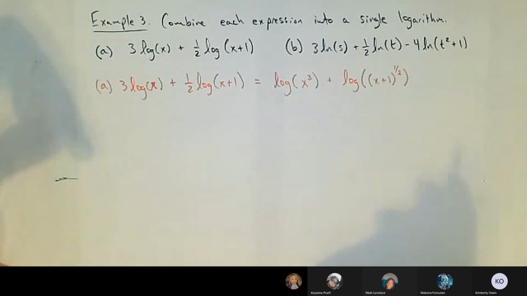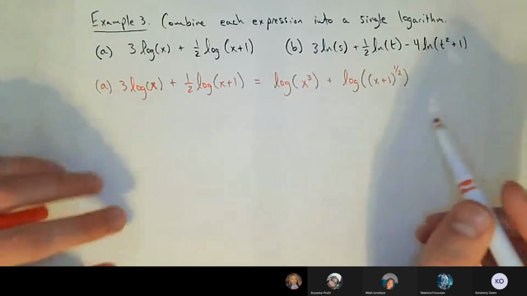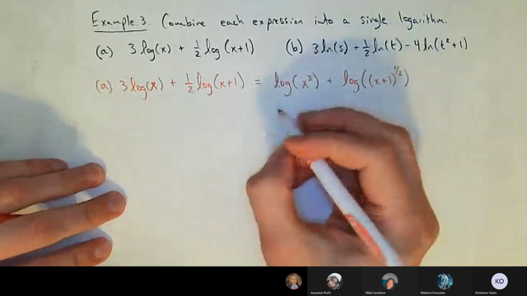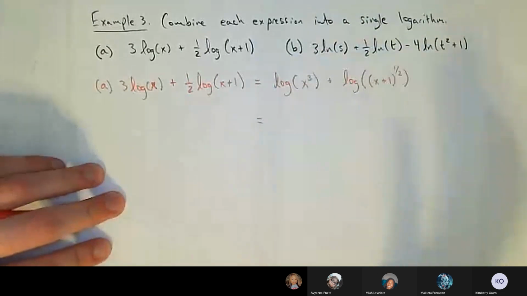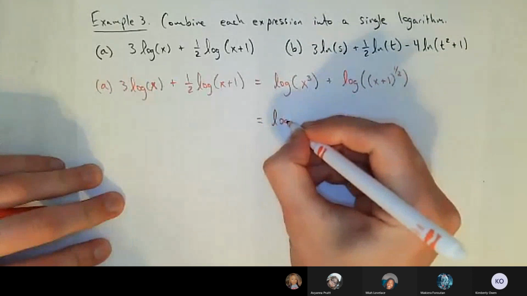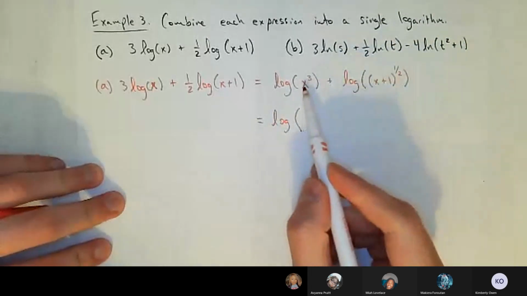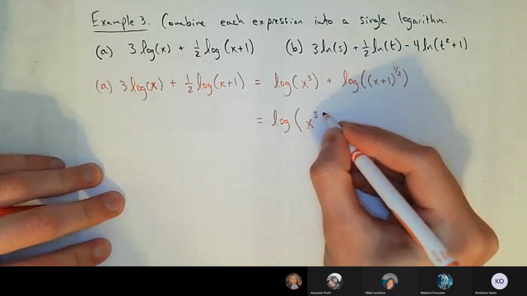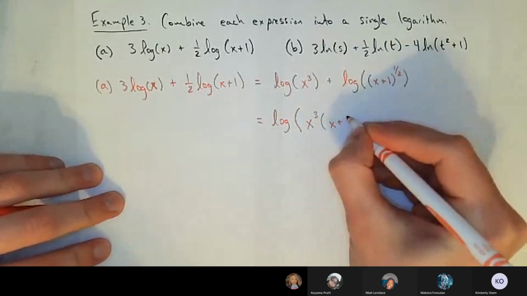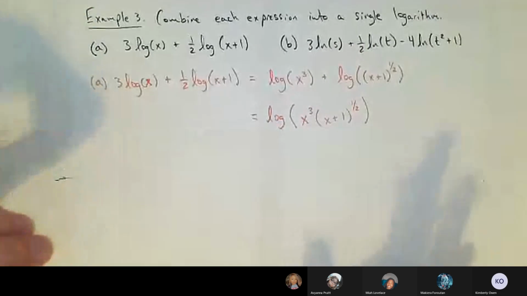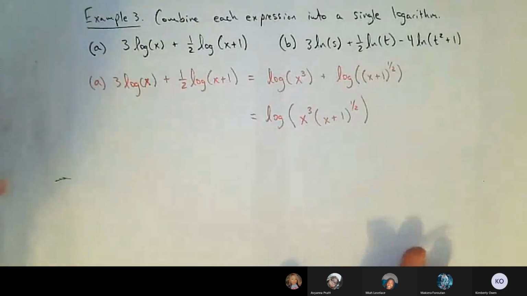Okay, so am I done? No, I'm not done yet, right? Because I need to combine them into a single logarithm. This is still 2 logarithms written as a sum, but I know how to deal with the sum. I can compact it into a product. So I take log of the product of these 2 inputs. So I'm going to multiply x cubed times this input, so literally just write them next to each other like that. There we go. And then from here, is there much more you can do?